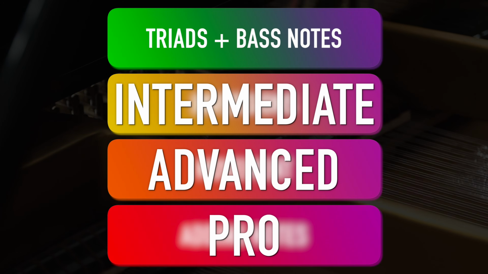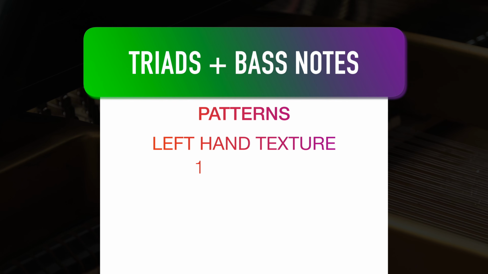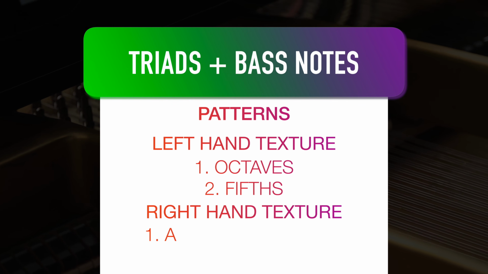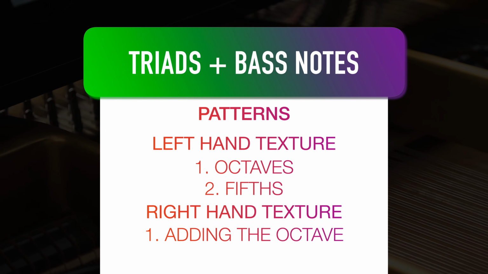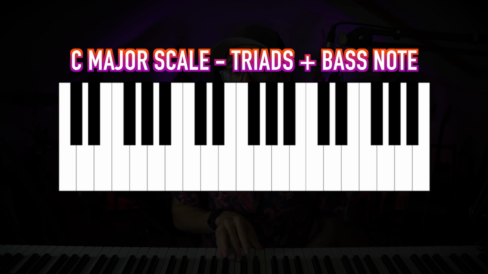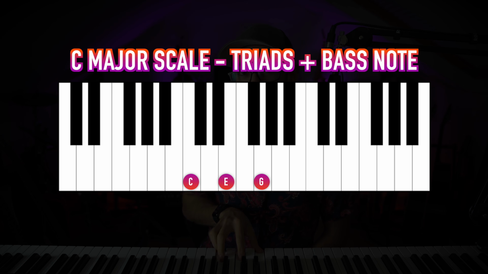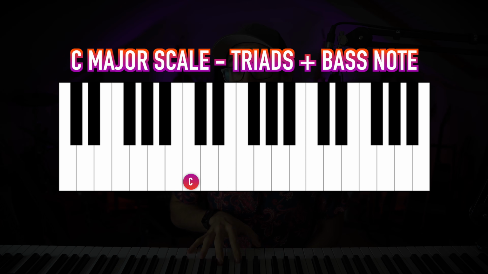One final thing we can do at the beginner level in order to thicken up the texture is adding an extra note to this triad in the right hand. Now, if we play a C triad, we have the notes C, E, and G. But we can add an octave on top of this as well, which would give us the notes C, E, G with another C at the top.